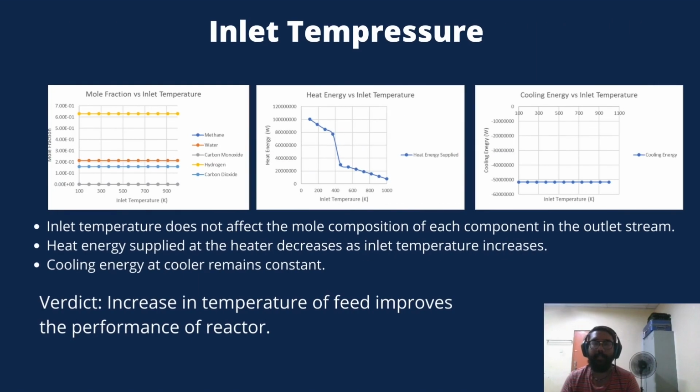The second independent variable is the inlet temperature. As you can see, inlet temperature does not affect the mole composition of each component in the outlet stream, and heat energy supplied at the heater decreases as inlet temperature increases, and cooling energy at the cooler remains constant. So to conclude, an increase in temperature of feed improves the performance of the reactor.